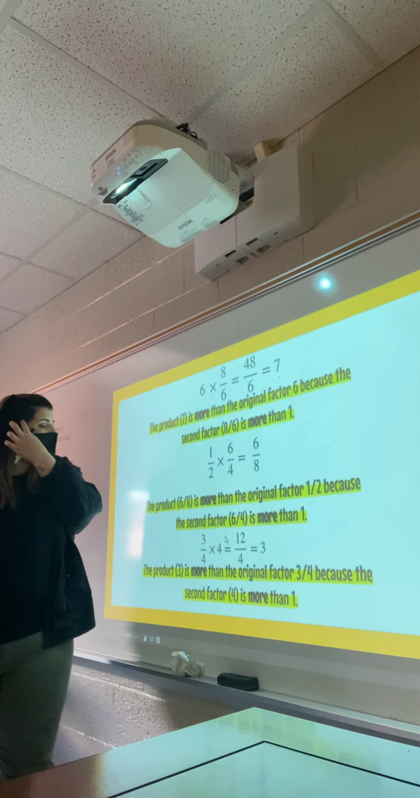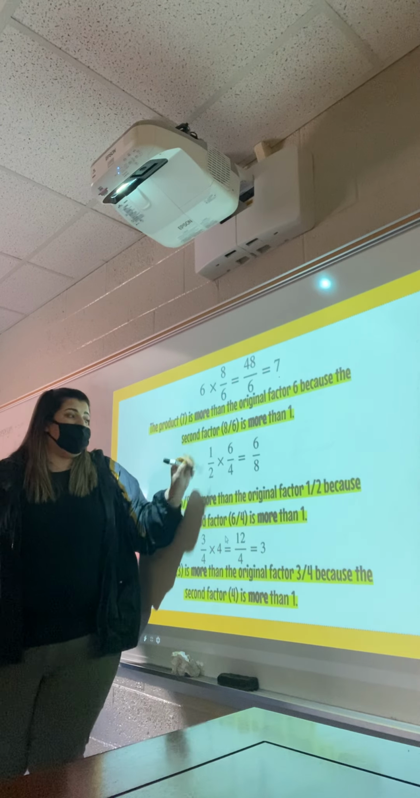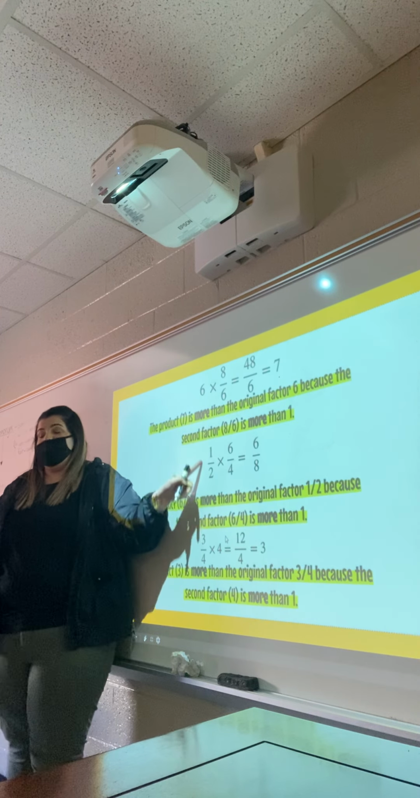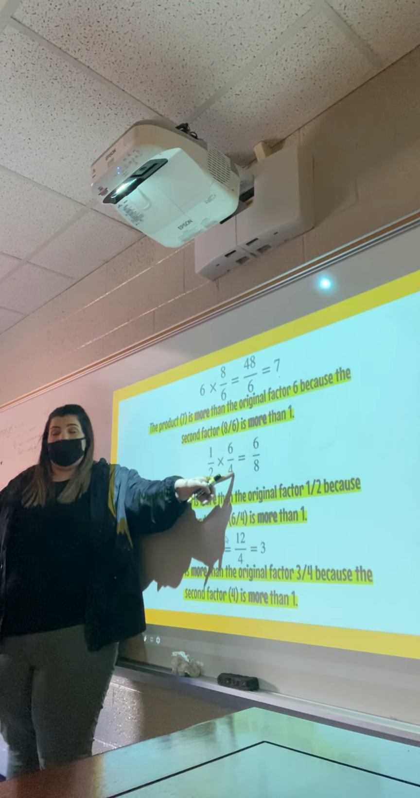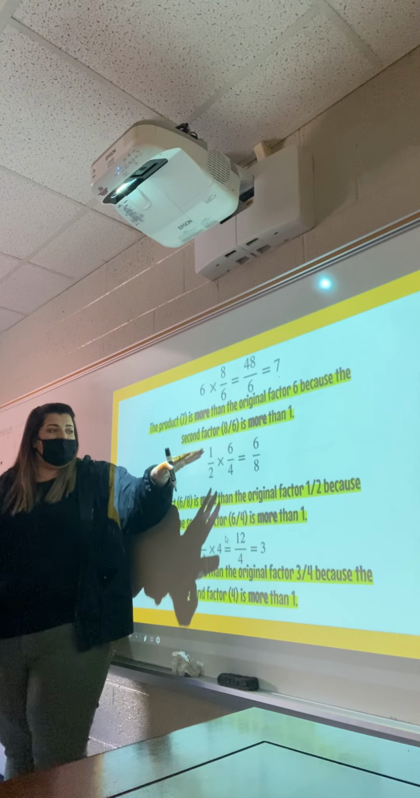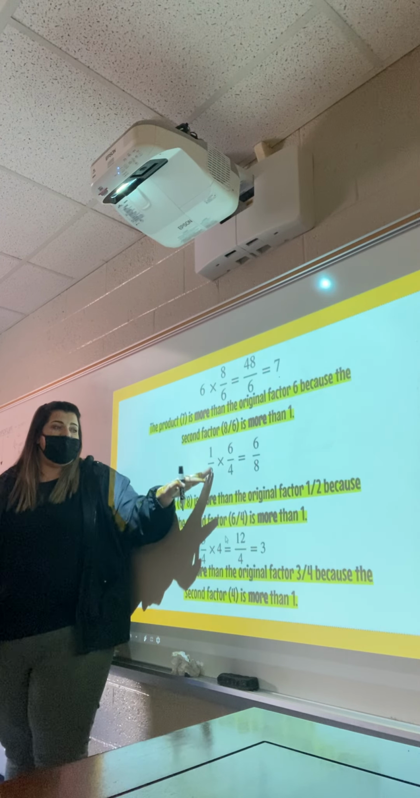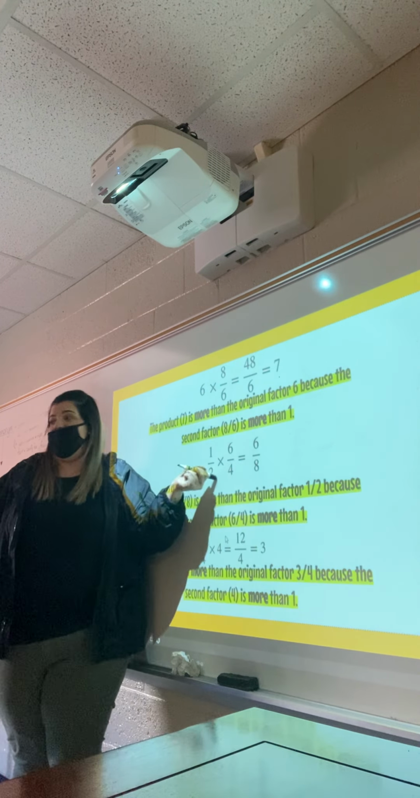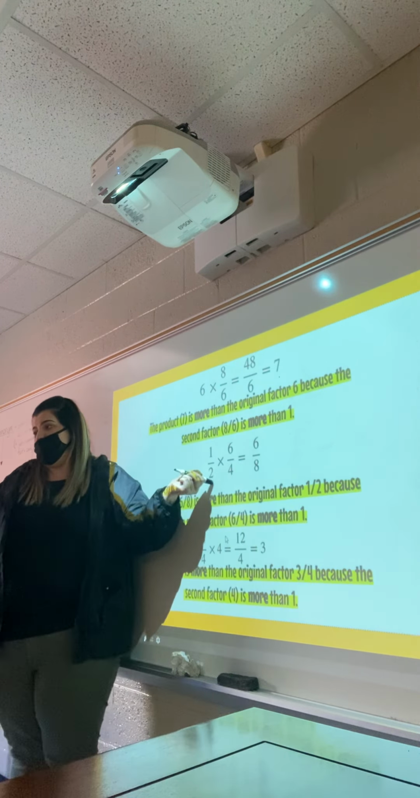Okay, then let's do a half. All right, here's that fraction again. A half times 6/4. Maggie, is 6/4 greater than 1? Yes, it's greater than 1. So we know if we multiply 6/4 and a half together, it's going to give us something bigger than a half, okay?